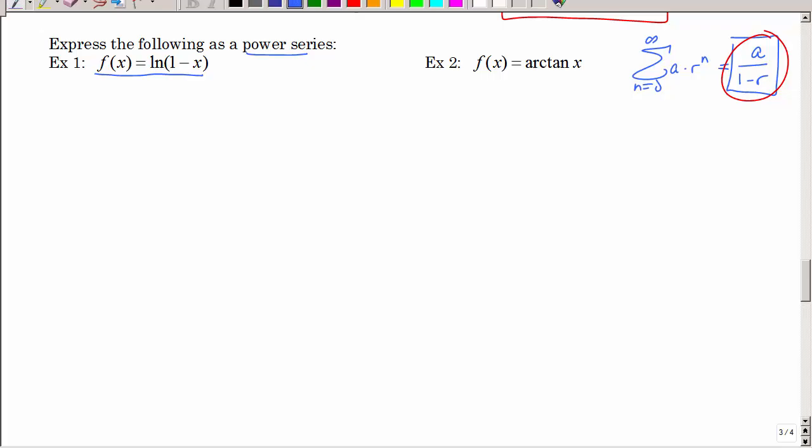Well, I want you to think. Does the derivative of the natural log, could it possibly look like that? Well, let's see. So if I take the derivative with respect to x of f of x, what would be the derivative of the natural log of 1 minus x? The 1 minus x would go on the bottom, and the derivative of that goes on top. Now look, that derivative matches that format.